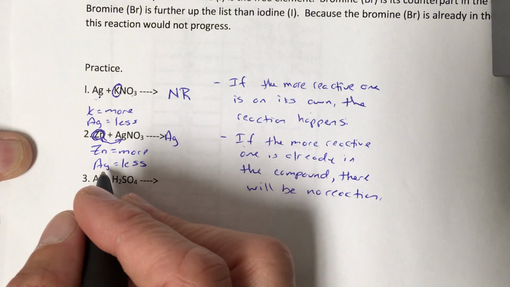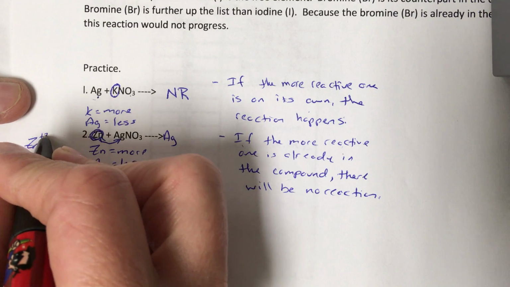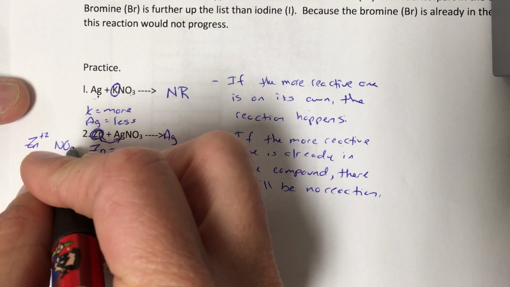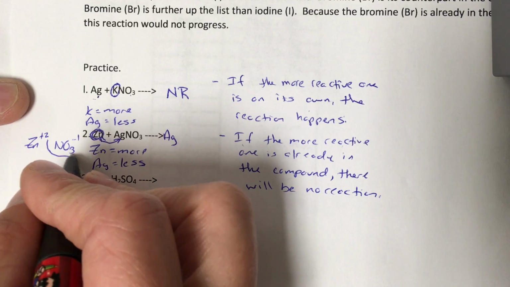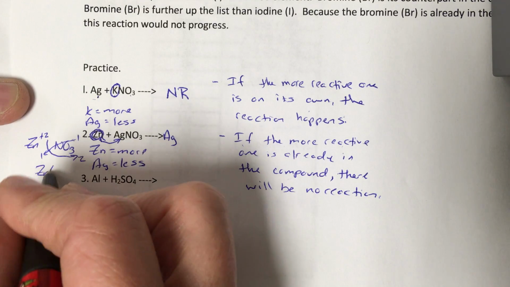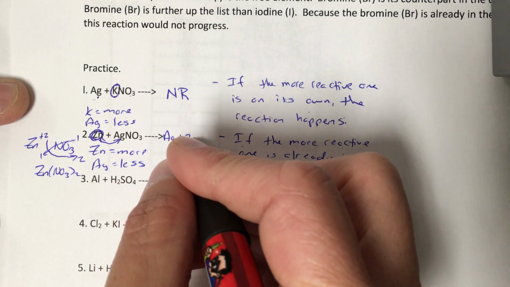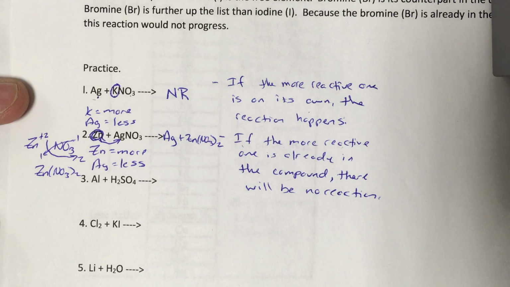Now for the formula for zinc and nitrate. Zinc is a predictable transition metal. It's always a +2. Nitrate, one of our polyatomic ions, is a -1. 2 goes there, 1 goes there. Zn(NO3)2 is the formula. Didn't leave myself much room. But that's it. That's how it works.